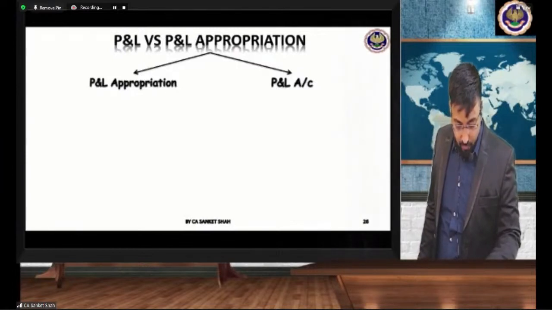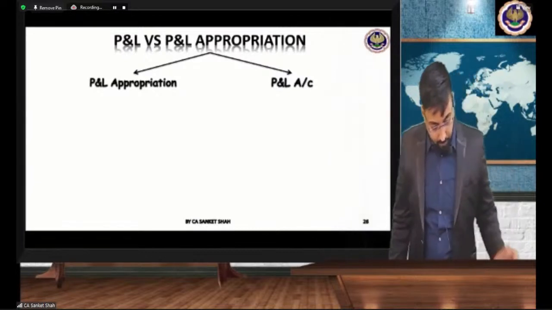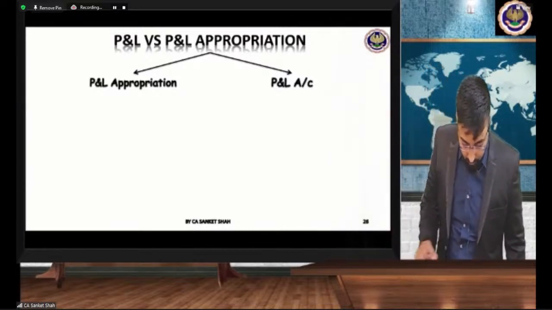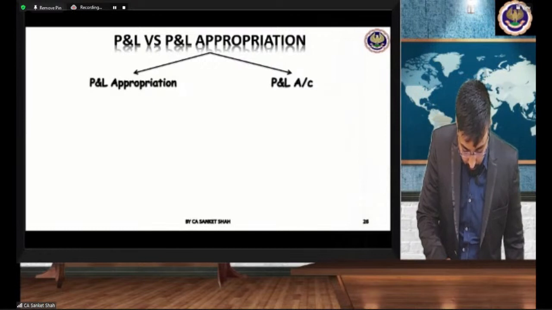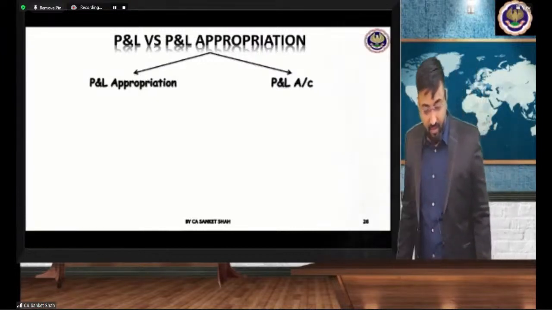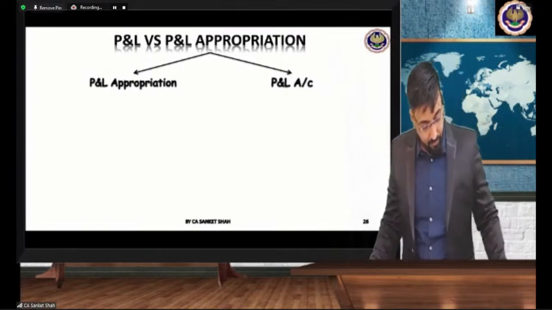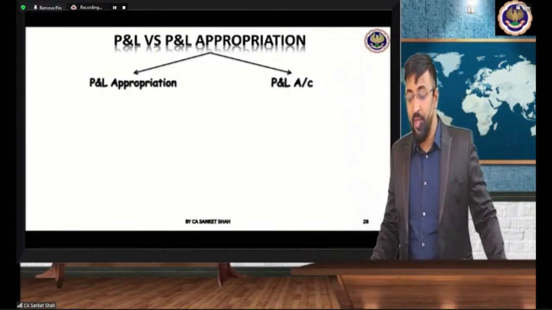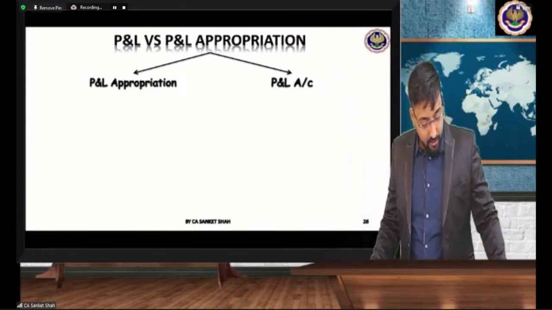Thank you, Raj Gupta ji. Okay. Akash ji, yes. P&L appropriation and P&L account. What is the difference?